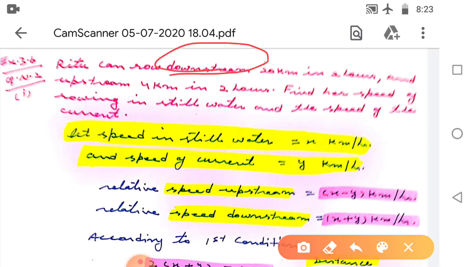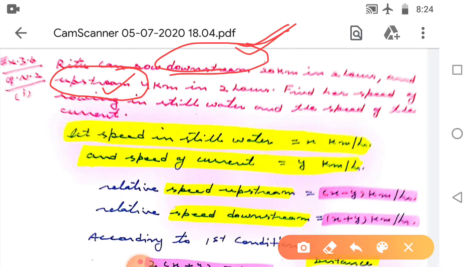Now, what next? The important concept here is downstream and upstream. Downstream means when you are moving in the direction of the water, in which the water is flowing, in the same direction. When you are rowing a boat against the direction of the water, that is upstream. When you move against the direction of the water, that is upstream. And when you are rowing your boat in the direction of the water, that is downstream. One thing important.